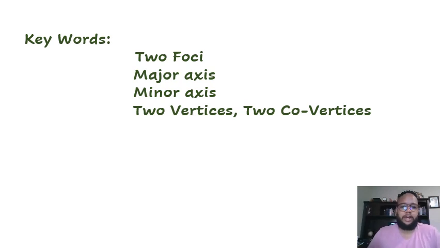Vertices, much like foci, is a plural of vertex. So we're not going to say vertexes, it's two vertices. And the vertices are the ends of the long part of the ellipse. And then we have two covertices. Covertices are the short ends of the ellipse.